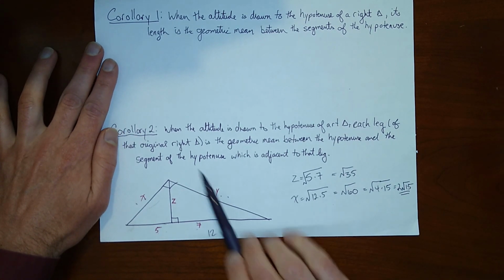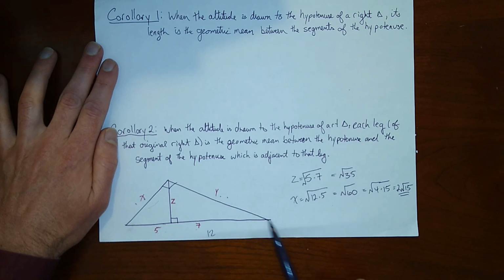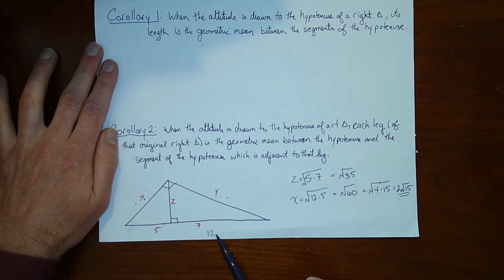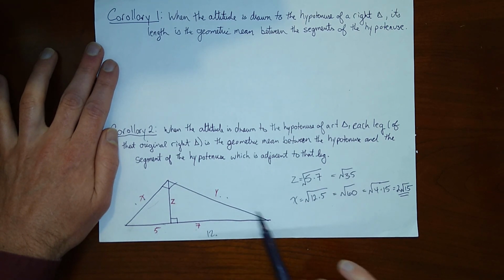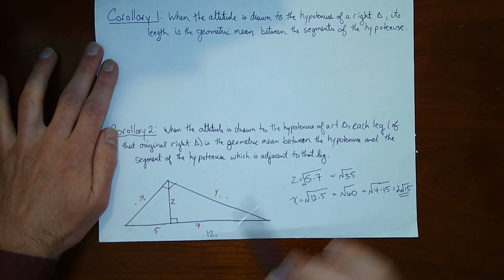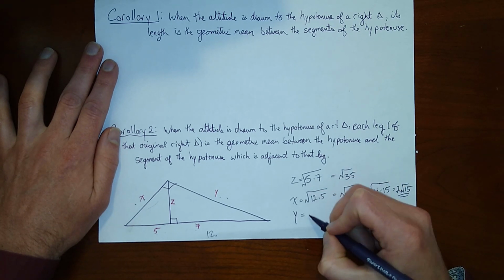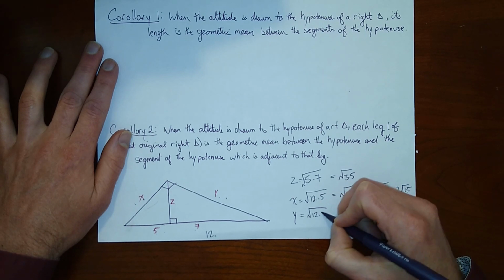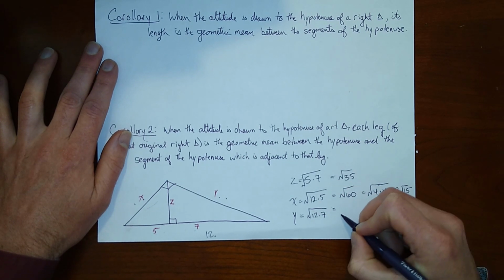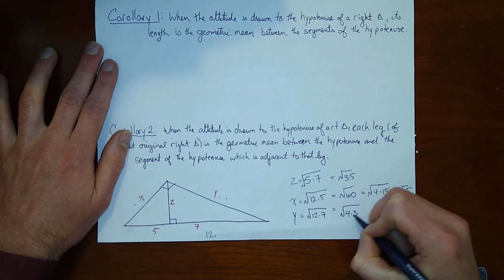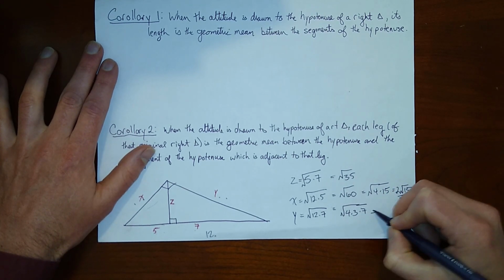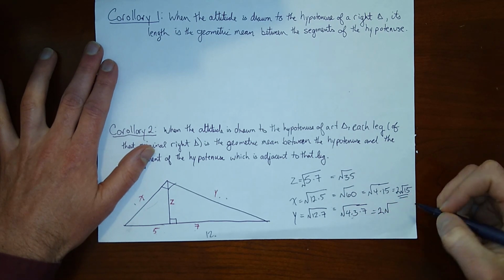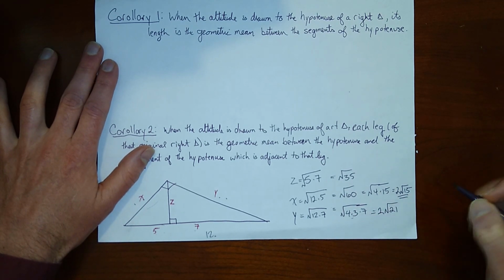Okay, and then y, this same corollary is also going to tell us the same thing for y. y is the geometric mean between 12, the hypotenuse, and the segment that is adjacent to y, which in this case is 7. So y we can find by using the geometric mean between 12 and 7. 12 is 4 times 3. Root 4 is again 2, so I get 2 times root 3 root 7, which is root 21.